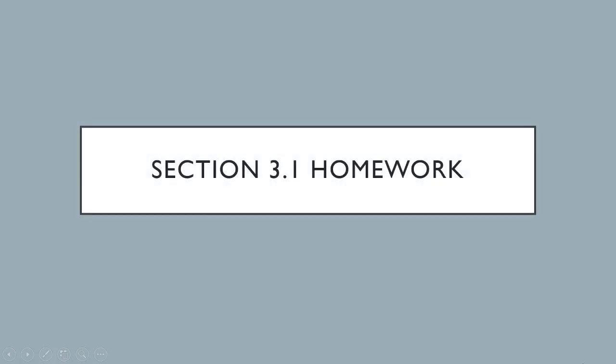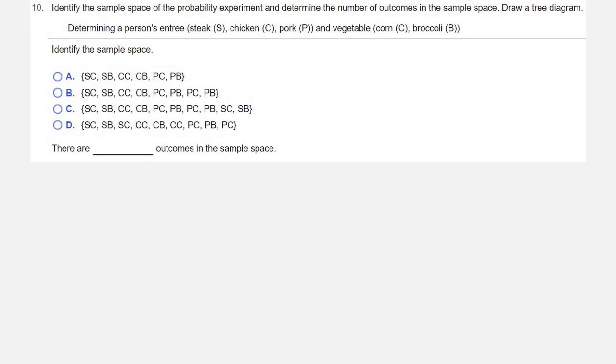We're looking at homework from section 3.1. This is question number 10. Identify the sample space of the probability experiment and determine the number of outcomes in the sample space.